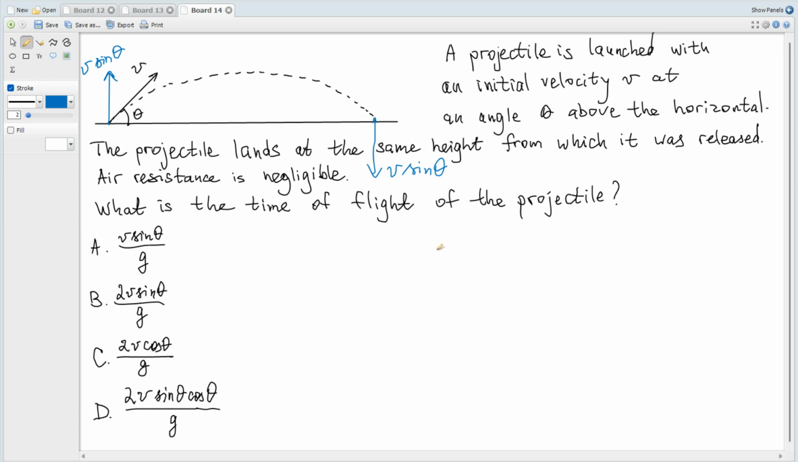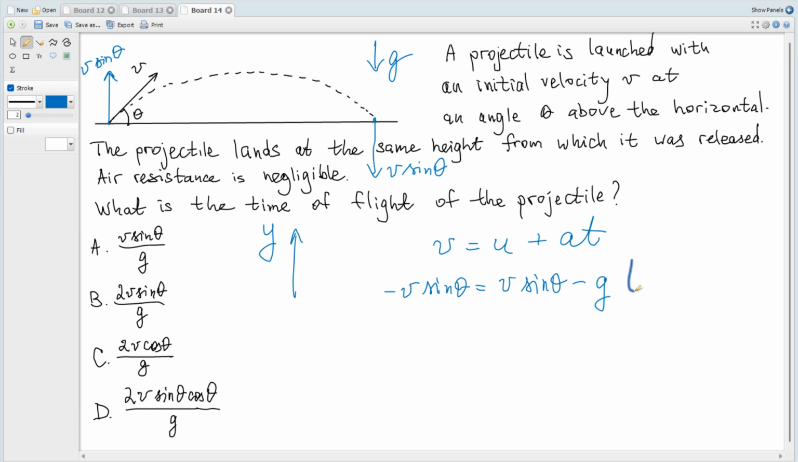And we can use that the final velocity is equal to the initial velocity plus at. Let the y-axis be upwards. So the final velocity, negative v times sine of theta, is equal to u, which is positive v times sine of theta. Acceleration is in this direction, so it's minus gt. Hence, time of flight is equal to this to the left, this to the right, 2 times v times sine of theta over g.